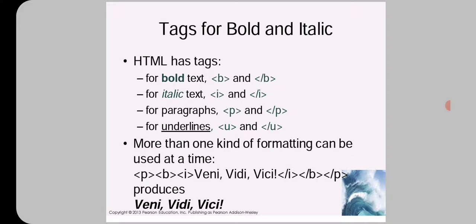More than one kind of formatting can be used at a time. We can use multiple formatting tags, meaning more than one tag can be used at a time, like bold, italic, underline, P, and so on, to write HTML programs. An example is P, B, I, some text, slash I, slash B, slash P.